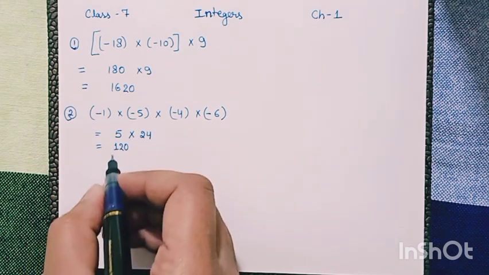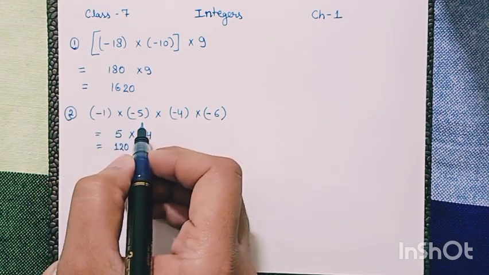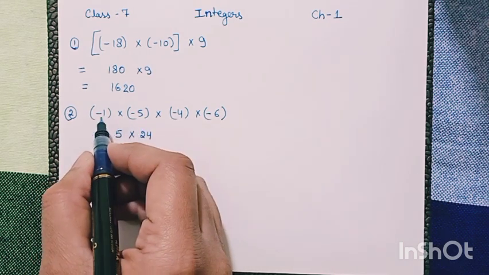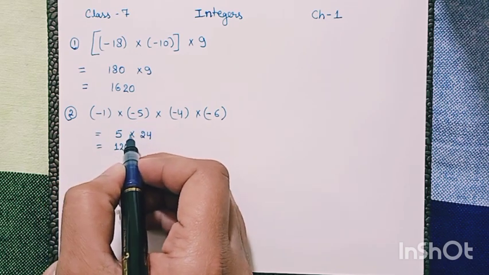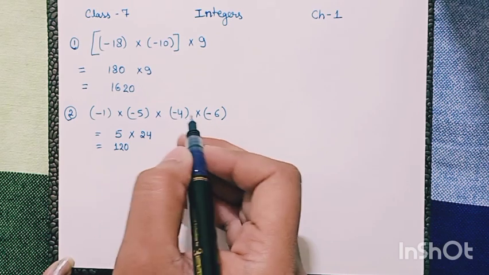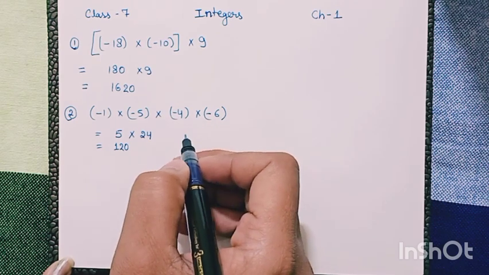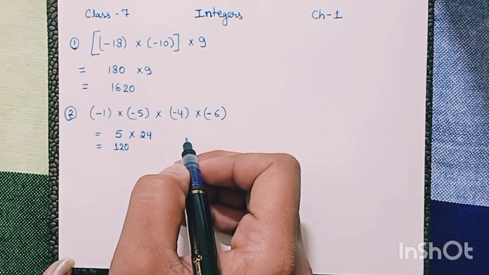We can solve this question with another method also. You can simply multiply the first two numbers, then the answer will further multiply by the third number and then the fourth number. It's upon your convenience.